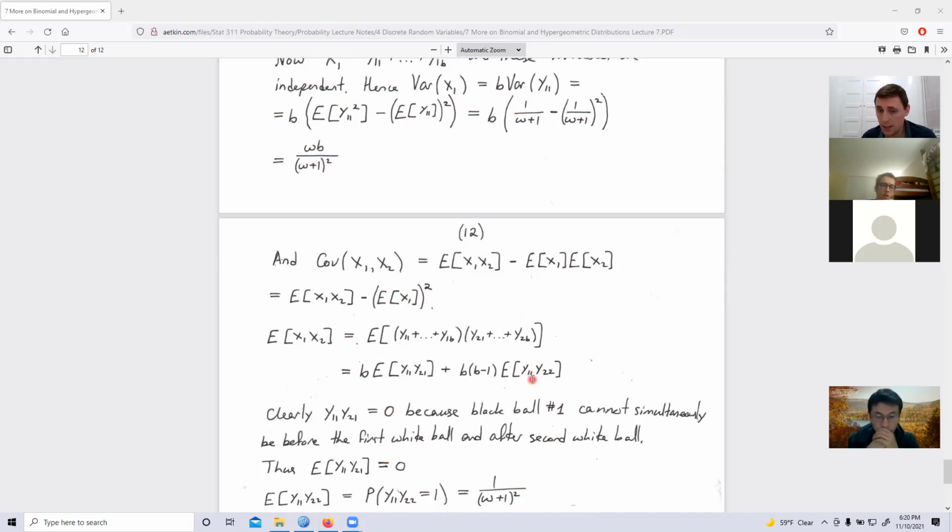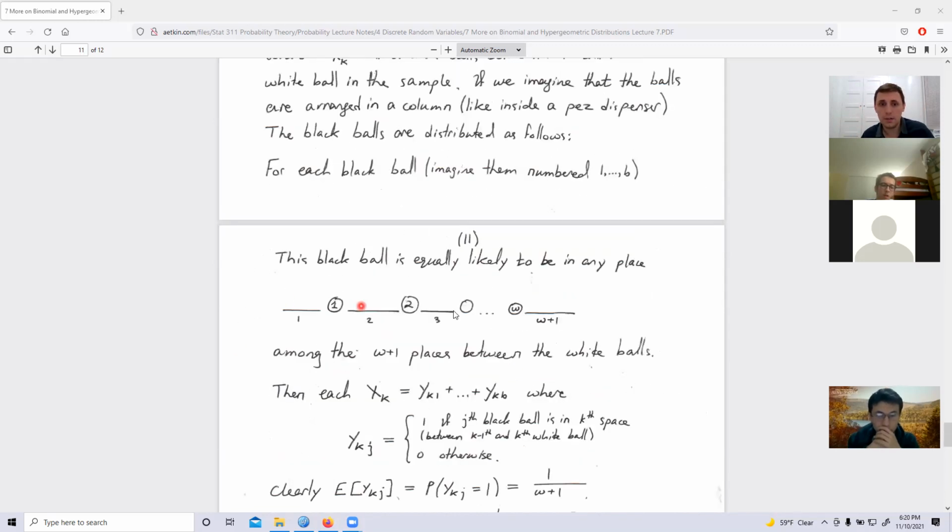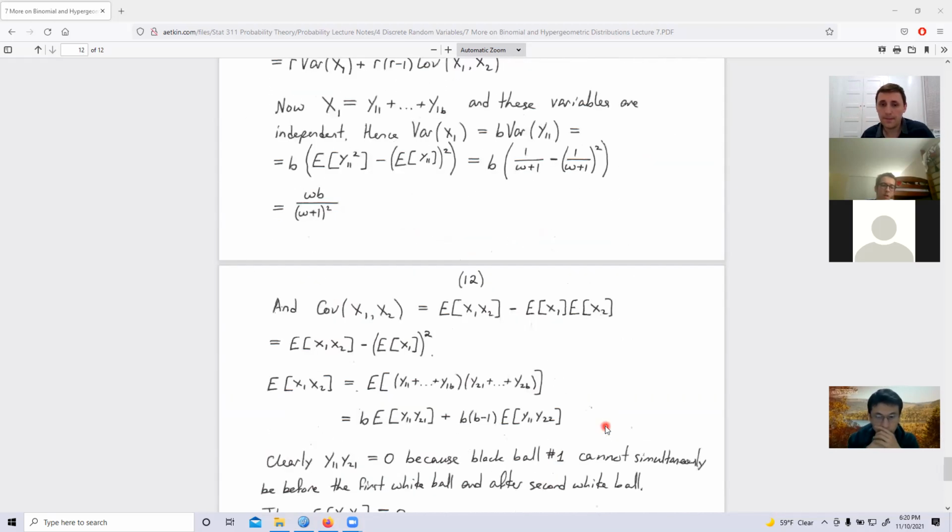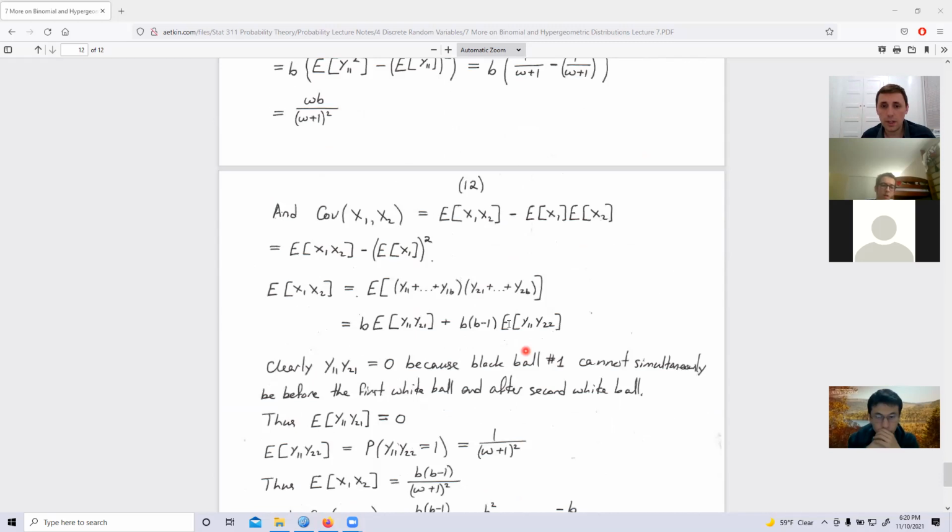Can that happen? Yes, it can, right? Because this means ball number 1 is in the first slot, and ball number 2 is in the second slot. By slots, I mean here. This is the first slot. This is the second slot. So this we can easily know when it happens. That means that this is equal to 1 and this is equal to 1. Yes.